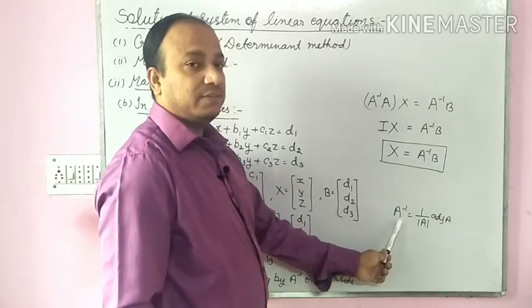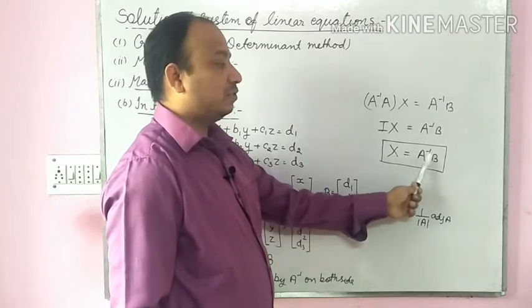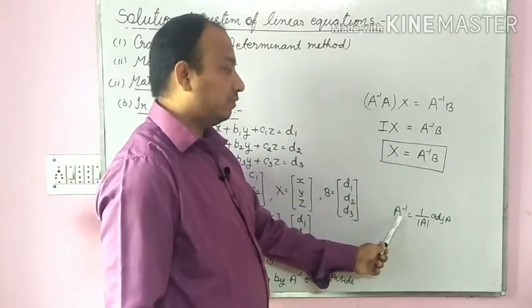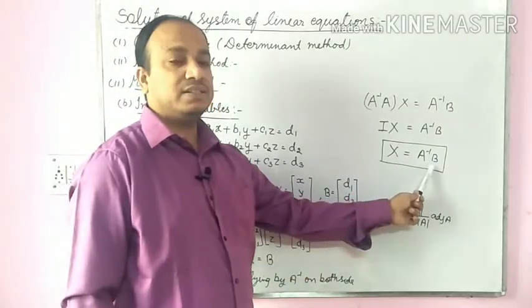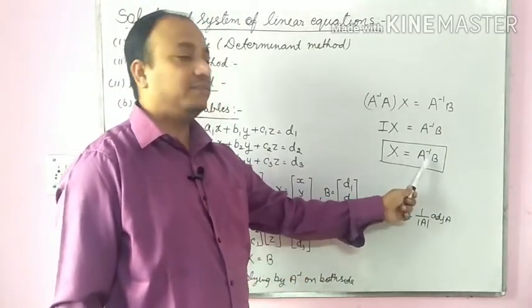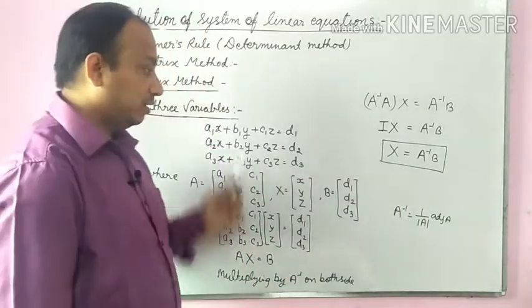जैसे ही A इनवर्स की वैल्यू हम फाइंड कर लेंगे, then we apply this formula X equals A inverse B, putting the value of A inverse and putting the value of B. Then these two matrices are multiplied, and after that we compare and we find the value of variables x, y and z. Okay, noted.